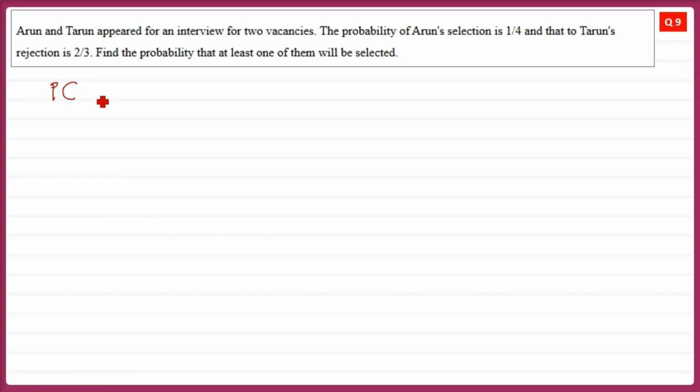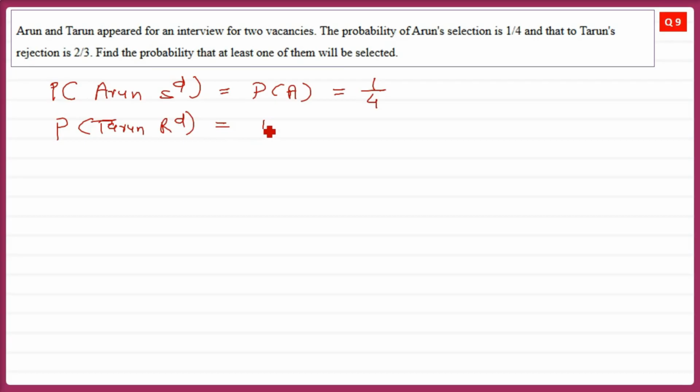So the probability that Arun is selected, I'm writing it in short, is equal to PA. I'm calling Arun as A, Tarun as B. So the selection is 1 by 4 here, and Tarun's rejection is given. Tarun's selection is not given, it's rejection. So we are talking about Tarun's rejection. I'm writing Tarun's rejection in short. Tarun rejected, so let's call it PB bar.